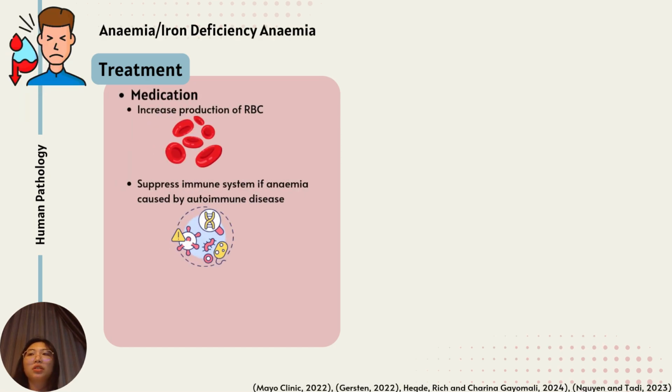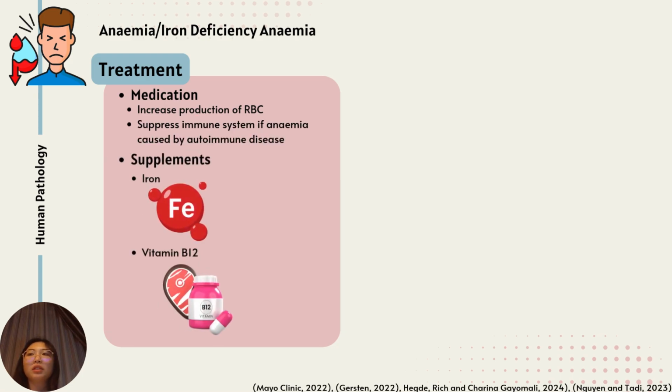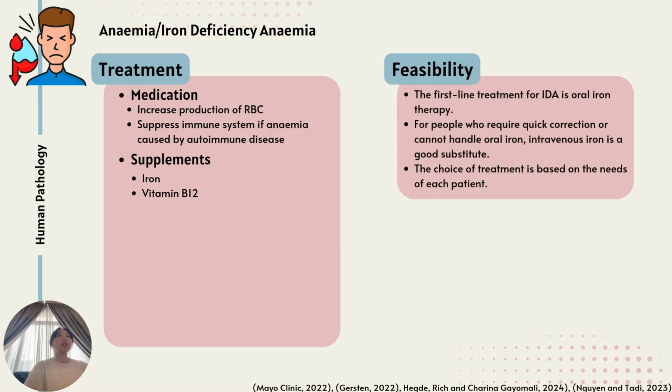As are drugs to increase the generation of red blood cells or control immune-related causes. Iron supplements, which are better absorbed when taken on an empty stomach, vitamin C, and vitamin B12 for B12 deficiency anemia are among the treatments for anemia. The initial line of treatment is oral iron therapy. For several instances of quick correction, intravenous iron is also an option.